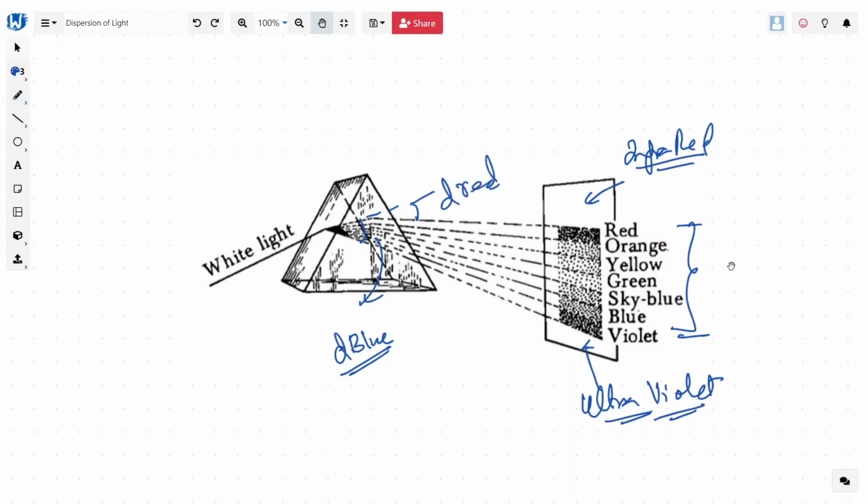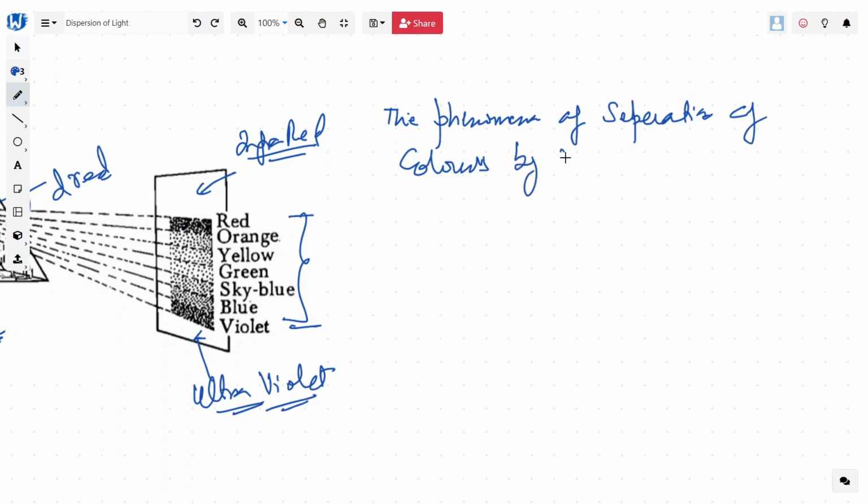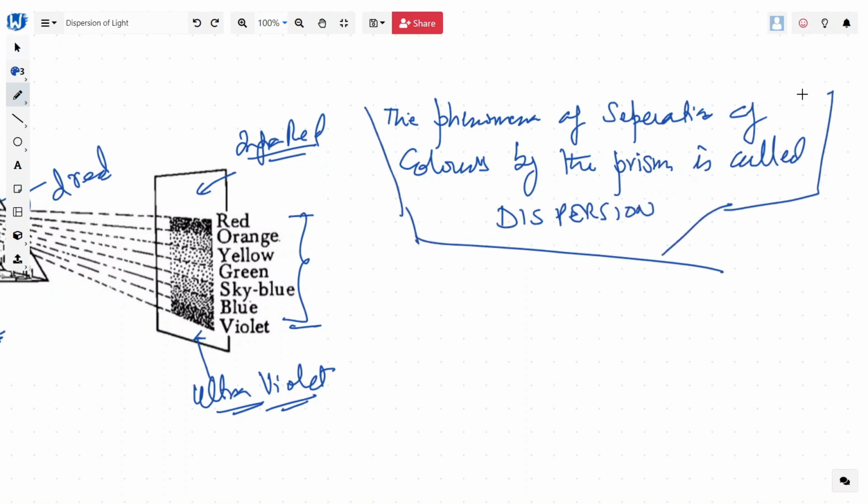Now this phenomenon of dispersing the light, right? So the light is coming and getting dispersed over here by the prism, and that is called dispersion. So let's define that. The phenomenon of separation of colors by the prism is called dispersion, right? It disperses the light into different colors, and we are able to see those colors.